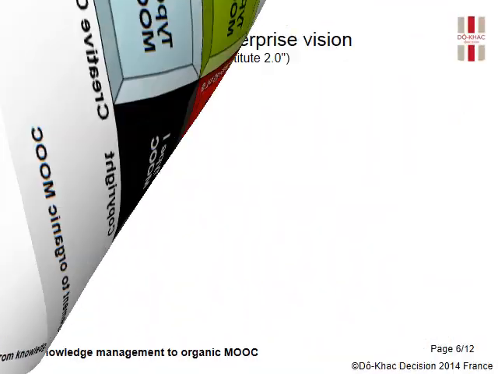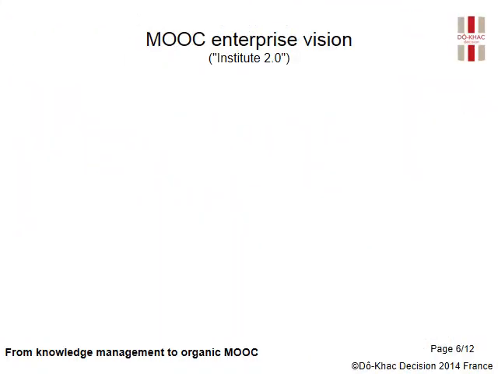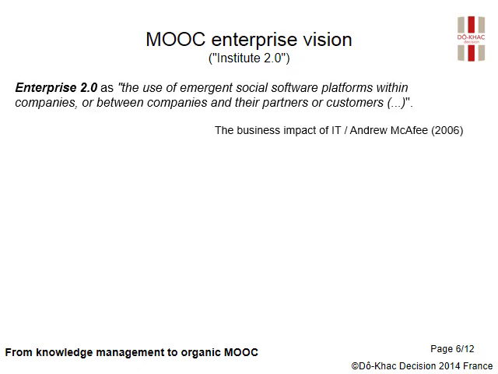Finally, M for massive means a huge set of people. When governed, a set of people form a social network. And social network leads us to Professor Andrew McAfee, who coined in 2006 Enterprise 2.0 as the use of emergent social software platforms within companies or between companies and their partners or customers.